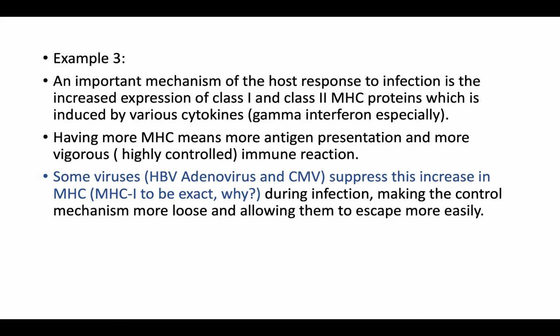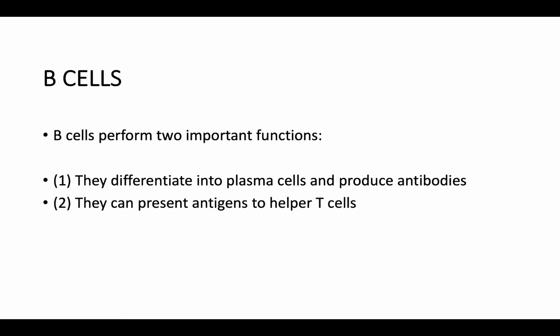Third example, an important mechanism of host response to infection is the increased expression of class 1 and class 2 MHC proteins. So if you have more MHC proteins, there is more antigen presentation, more detection of, for example, intracellular antigens. So some viruses suppress this MHC1. Why? We know why, because they are trying to mask their presence inside the cells.